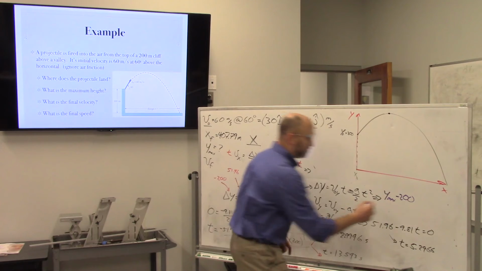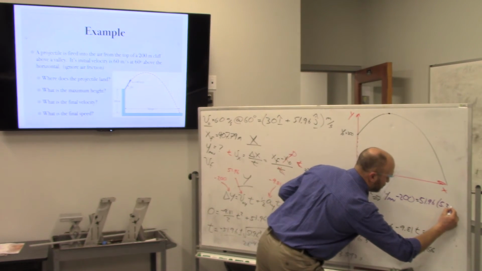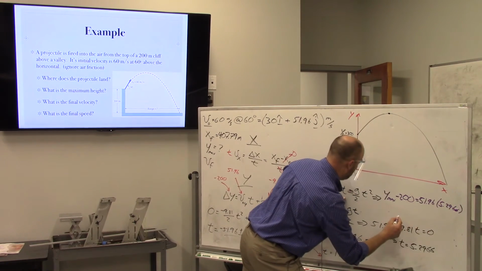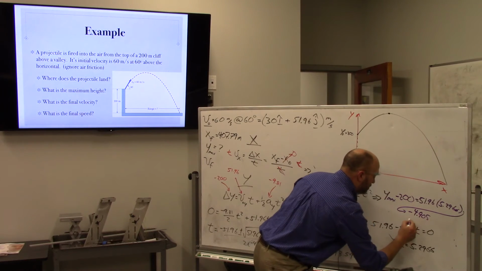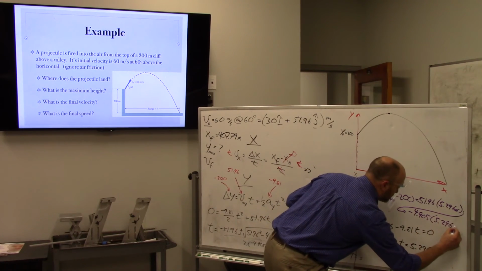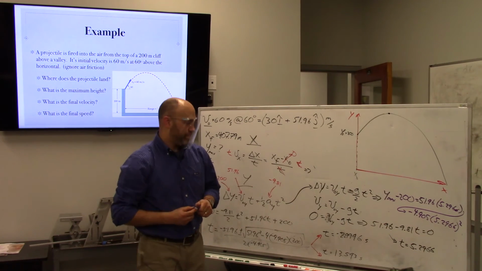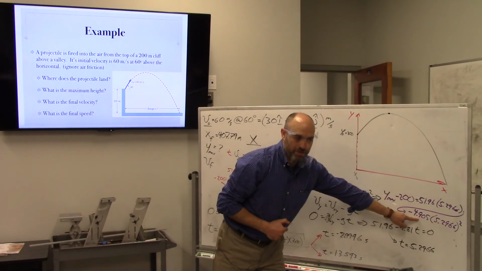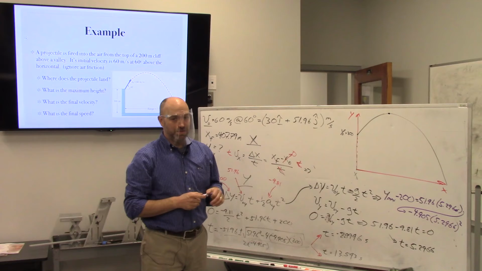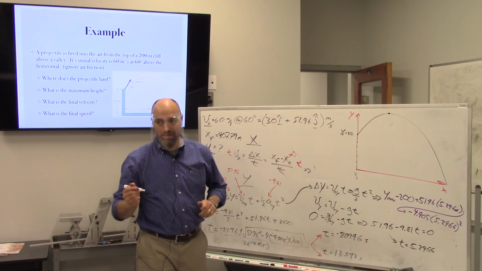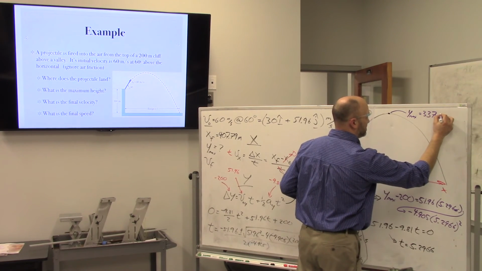Equals v naught y, 51.96, times the time, 5.2966, minus 4.905 times 5.2966 squared. That is 9.81 over 2. Now, solve it for y max. What's y max? 37.6066. Say it again. 37.6066.